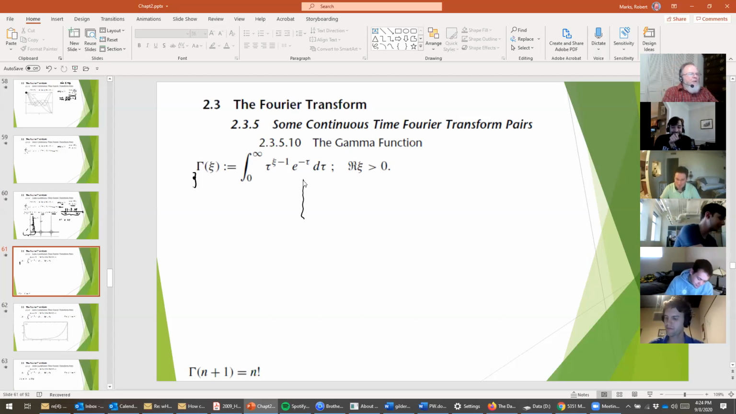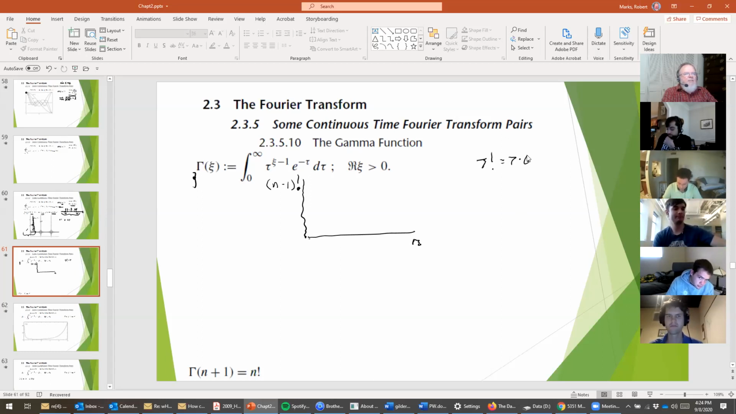The gamma function, I believe, was determined by Euler. Euler came along and said, let's look at the factorial function. Let's do it n, and we're going to plot n minus 1 factorial. And we all know what factorials are. Just to review, 7 factorial is equal to 7 times 6 times 5 times 4 times 3 times 2 times 1. That's what a factorial is.